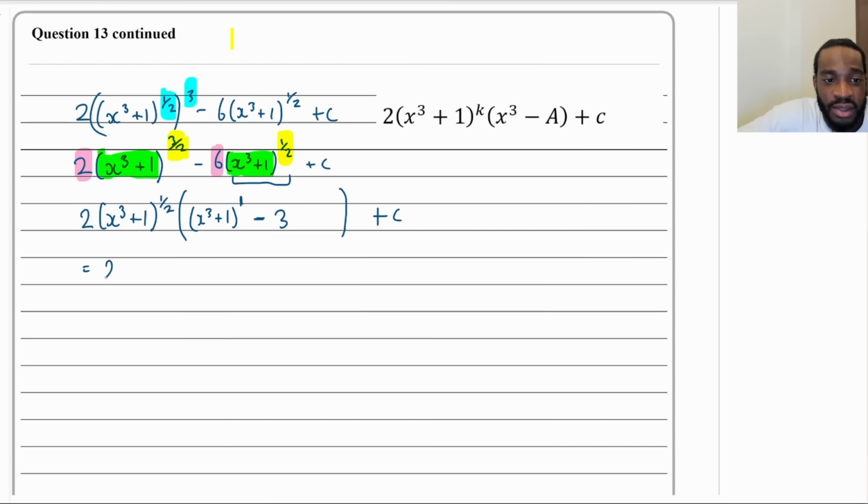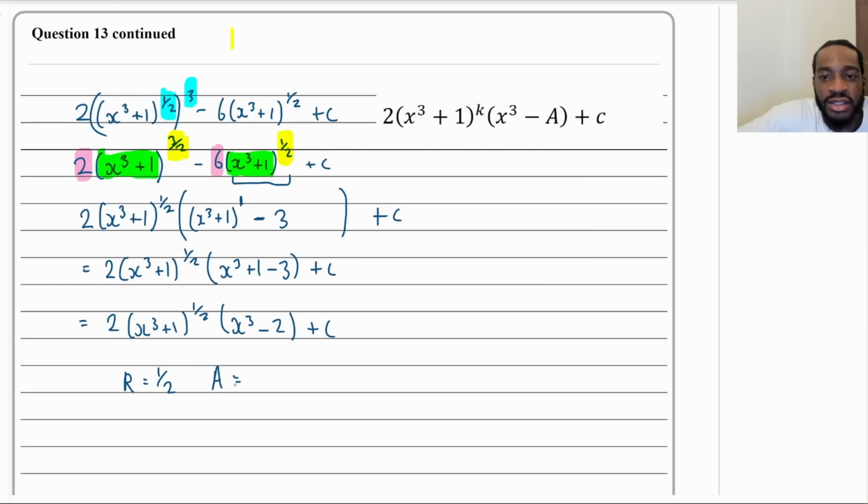And then from there, what we can do is say that we've got 2 x cubed plus 1 all to the half. And then that power of 1, we can just get rid of, can't we? So it's just x cubed plus 1 minus 3 plus c. So therefore, the answer is going to be 2 x cubed plus 1 to the half, and then it's going to be x cubed, 1 take away 3 is 2, plus c. Okay? So now we are done. So therefore, we can say that k is going to equal that power there, which is a half. And a, the number we're subtracting from x cubed, is 2. And c is our arbitrary constant. And that's it. That will give you the 5 marks.